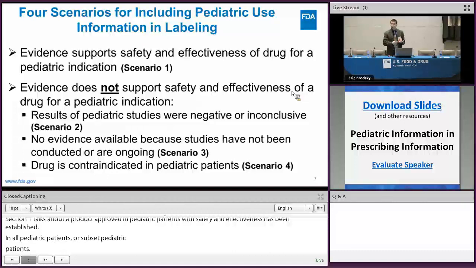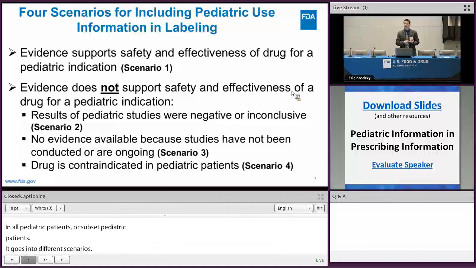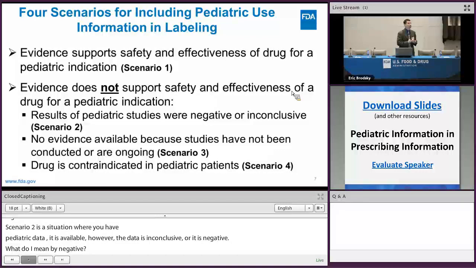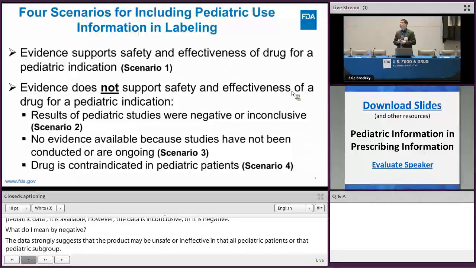Scenario 2 is a situation where you have pediatric data available. However, the data is inconclusive or it's negative. And what do I mean by negative? The data strongly suggests that the product may be unsafe or ineffective in all pediatric patients or that pediatric subgroup. Scenario 3, also not approved in pediatric patients, is where we don't have pediatric data available, maybe because a study has never been done, or maybe studies are ongoing.